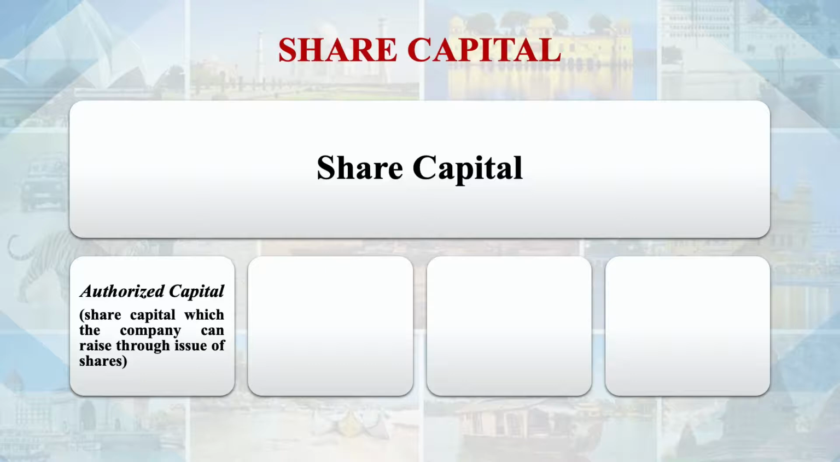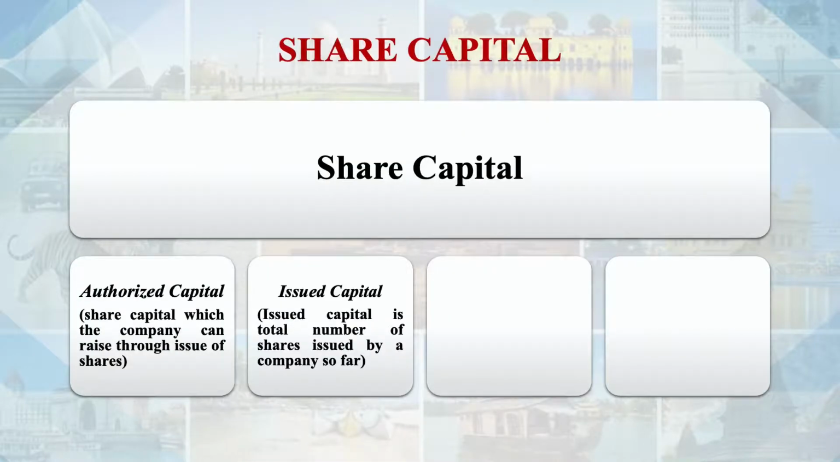Authorized capital. When the company registers itself, in its memorandum of association it specifies the amount which it can get from the market or from the public in the form of shares. That is the authorized capital, the capital which the company can raise through shares. It is the maximum amount which they can raise through shares.